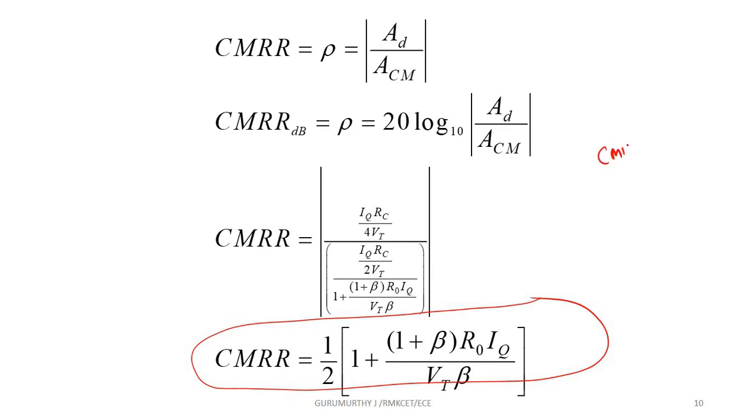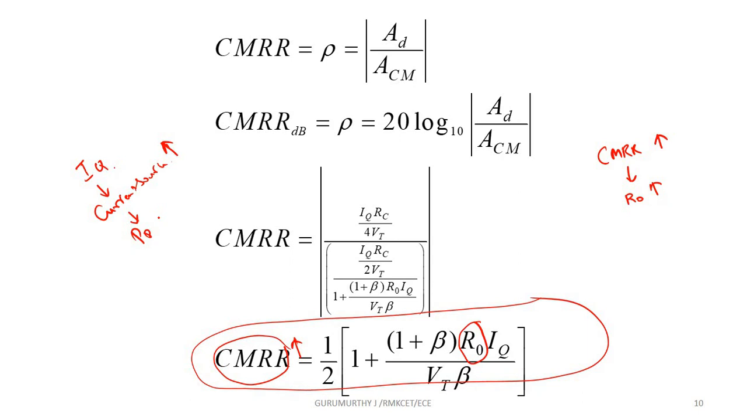For a good differential amplifier, CMRR should be infinity, but infinity is an ideal case, we cannot achieve it, but it should be higher. So if you want to increase CMRR, what is the way you can achieve high CMRR? One way is you could improve R naught. If you increase this R naught, my CMRR is going to increase. You can also ask why you can't increase the value of IQ. IQ is a current source. If you increase the current value, what will happen to the power dissipation? If you increase the value of the current source, power dissipation tends to increase. That is not desirable. The only way you could improve this is to improve R naught.